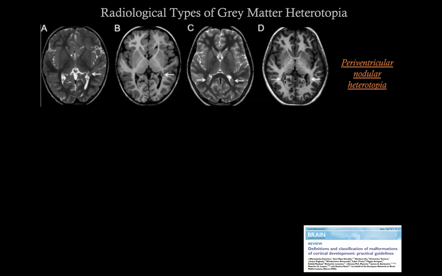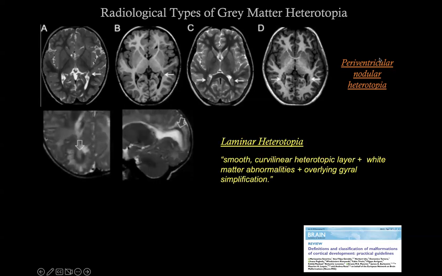Remember, they look like normal gray matter, but they are not completely normal. And this is the typical periventricular nodular heterotopia. The subgroup, laminar heterotopia, as you can see, is a smooth curvilinear heterotopic layer of gray matter with some associated white matter abnormalities and overlying abnormal cortex. So this is relevant when planning for epilepsy surgery.